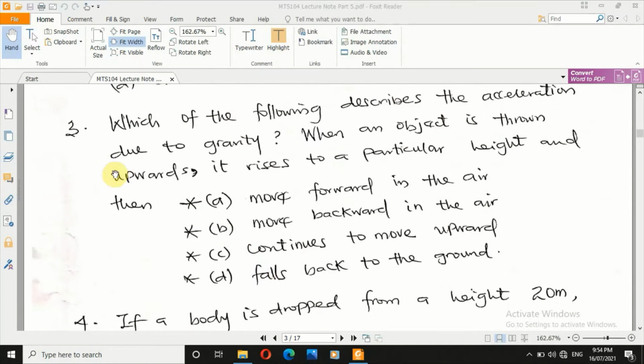So let's go to the third question. Which of the following describes the acceleration due to gravity? When an object is thrown upwards, it rises to a particular height, and then what will happen? It moves forward in the air. Is that really possible? It moves backward in the air. Is that possible? It continues to move upward. Or it falls back to the ground.